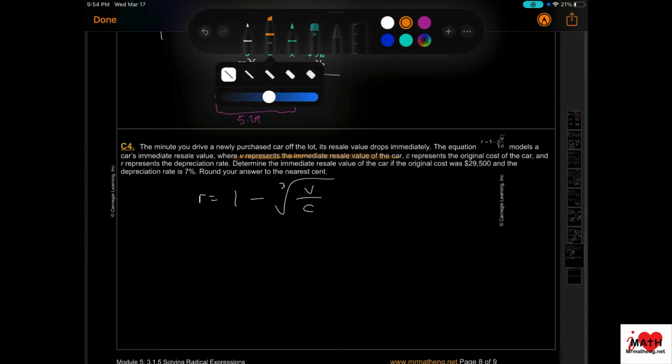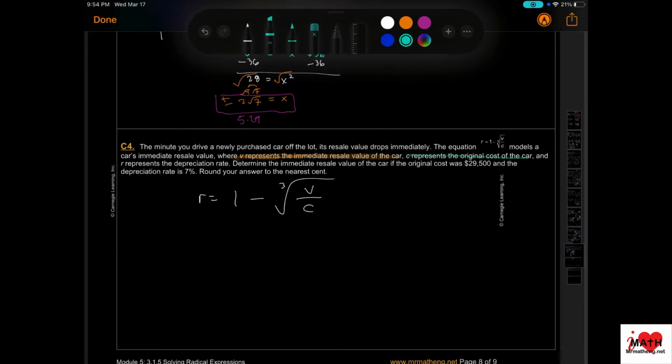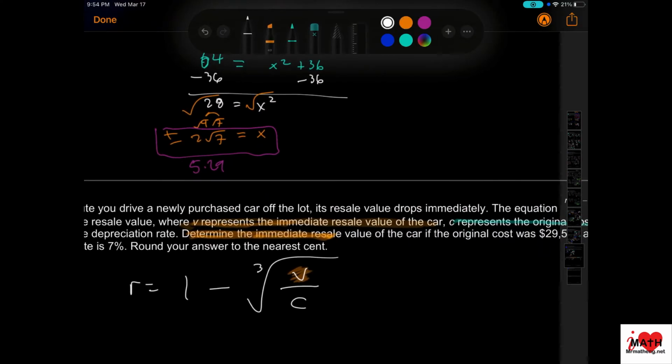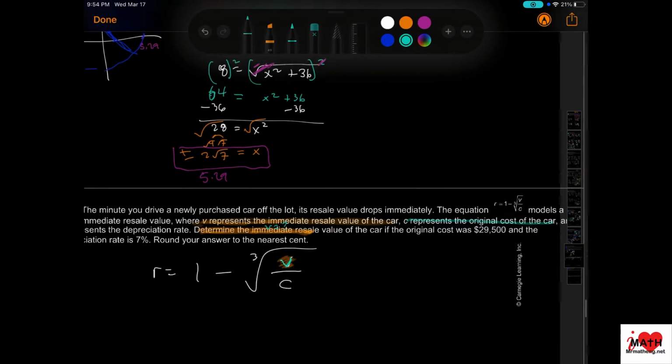C represents the original cost, and R represents the depreciation rate. So determine the resale value. This would be the orange part, which would be V. So we've got to solve for V. Let me write that. Determine means that V is an unknown. That's what you're solving for, this variable.